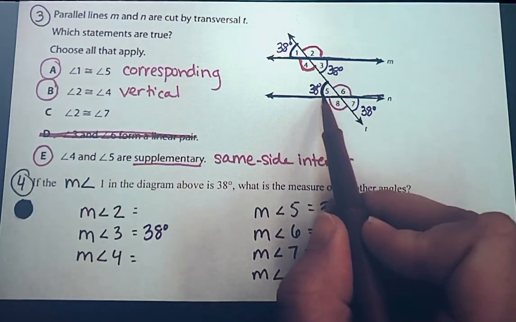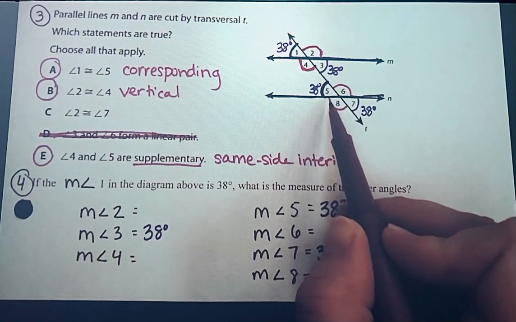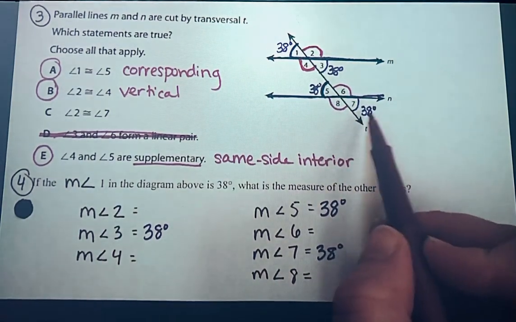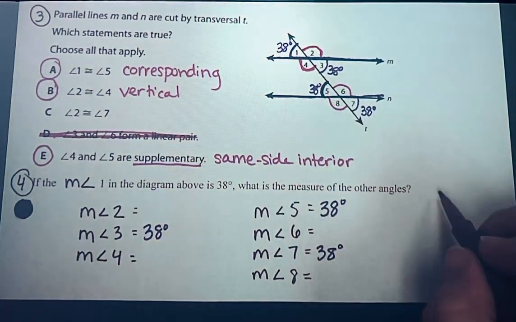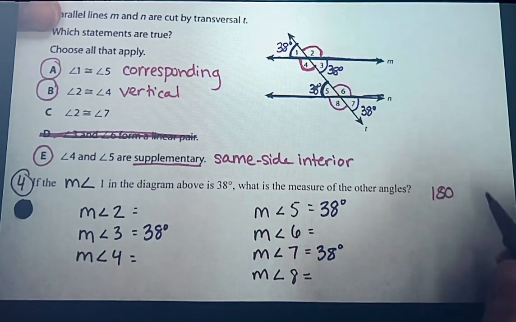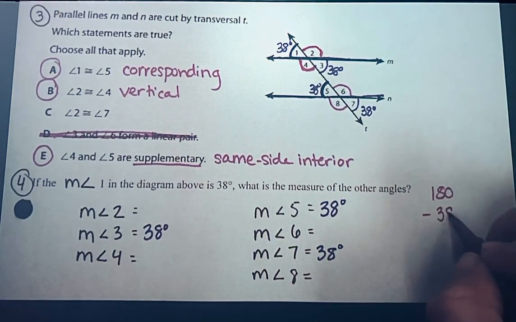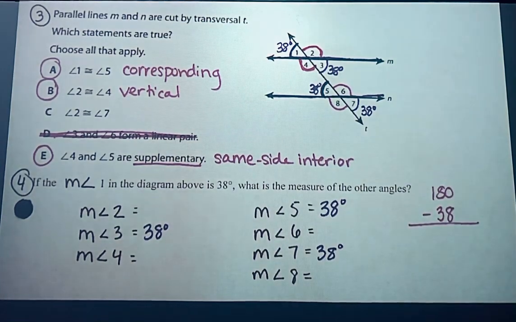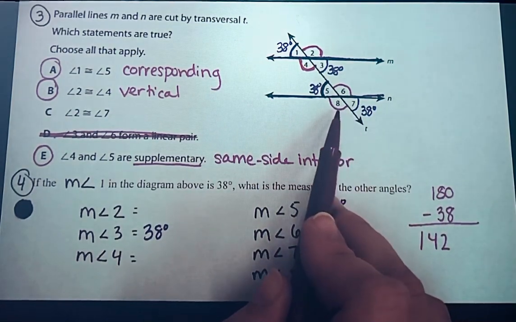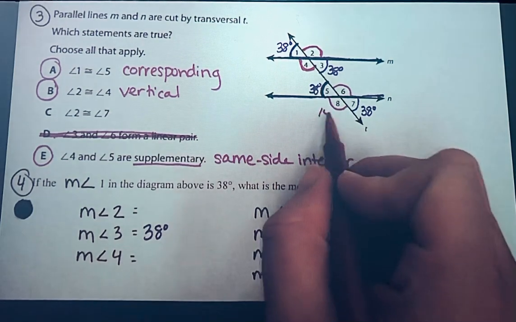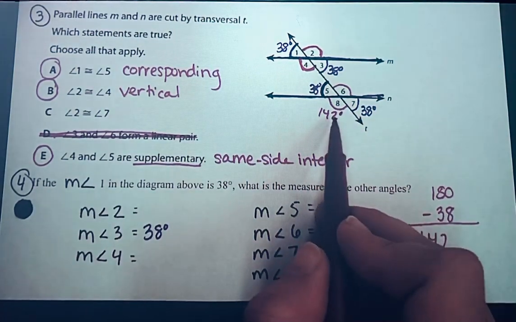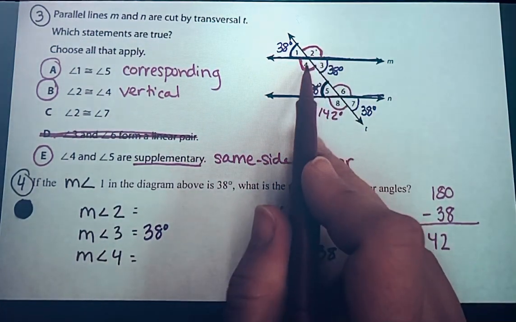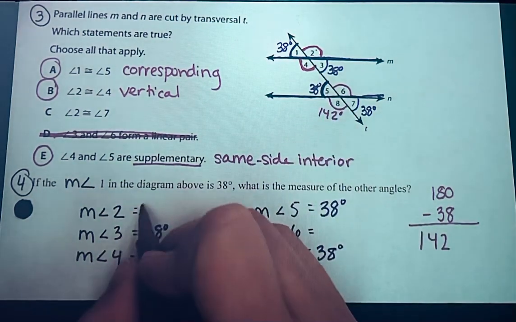Let's start with 8. If I know this whole line is 180 degrees, because we know a line is 180 degrees, and I know a piece of it, then I just need to do 180 minus 38, and that is 142. So if that's 38 degrees, that has to be 142, because that is the only way that a line would make 180 degrees. And because that is 142, all of these other angles, 2, 4, 6, and 8, are also 142 degrees.